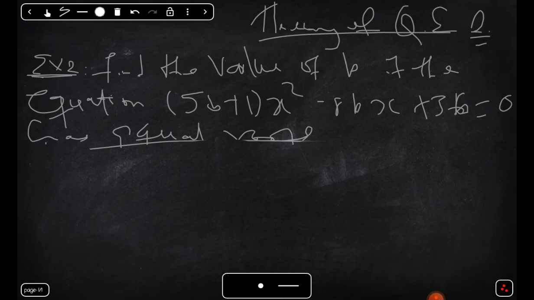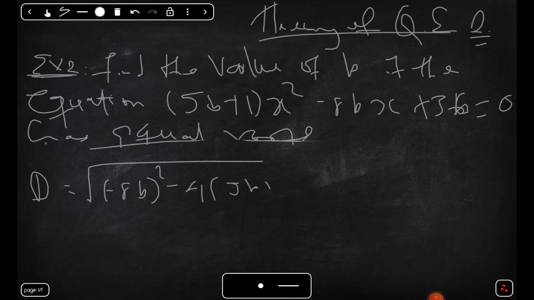Now if we put this into our discriminant, our discriminant is going to be the square root of b squared minus 4ac. b squared is already minus 8b, so that is minus 8b then squared, then minus 4 into a, where a is 5b plus 1, then into c, and our c is 3b.